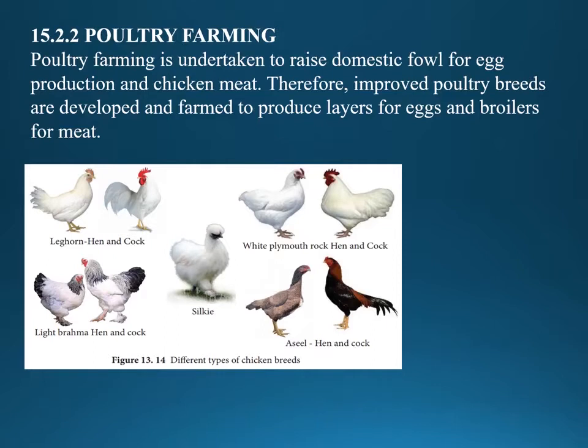Normally, in poultry they say egg layers and broiler. Some hens, they are meant for egg laying only. Some of them are broiler for meat. Broiler is the skinned chicken, you know, the skinned chicken hung in the shop. That is broiler. Whereas some other type, they are meant only for egg laying. So that is why they produce layers for eggs and broilers.